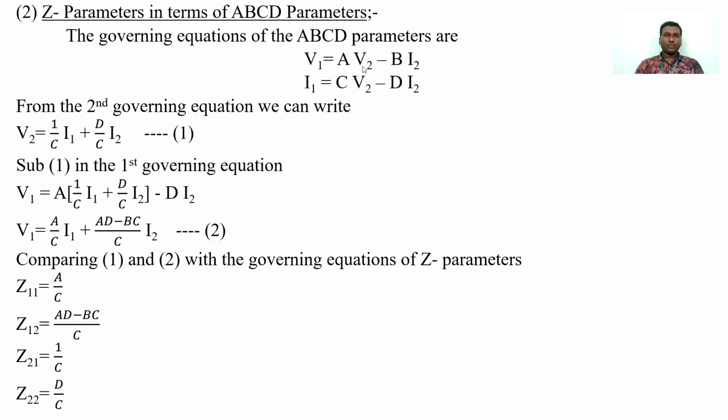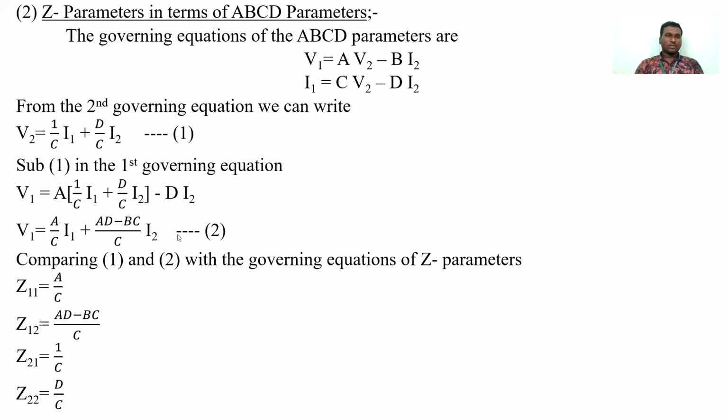So you'll write V2 in terms of I1. You have to find a value for V2. From the second governing equation we can write V2 is equal to 1 by C I1 plus D by C I2. Then you substitute this in the first governing equation, so V1 is equal to A into 1 by C I1 plus D by C I2. You substitute that here and then you'll get this equation.